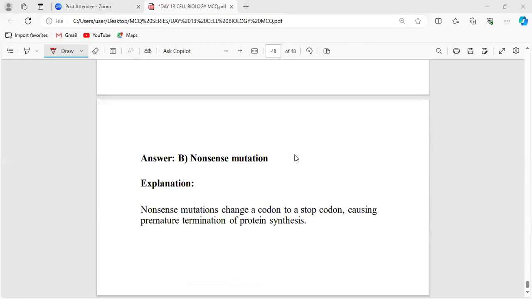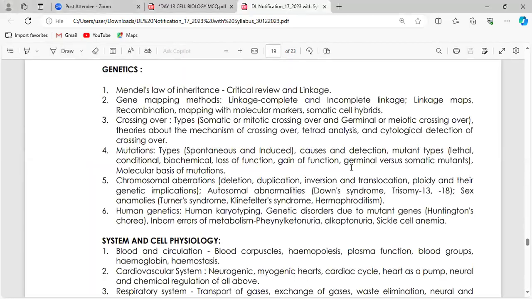Okay, that's all about mutation. Do you have any doubts? You can ask me now, or we will wind up the class. For tomorrow, you have to read and come prepared on chromosomal aberration: deletion, duplication, inversion, translocation, ploidy, and their genetic implications, and also chromosomal disorders. Okay, tomorrow the test will be from the 5th subunit, right? Everybody clear?